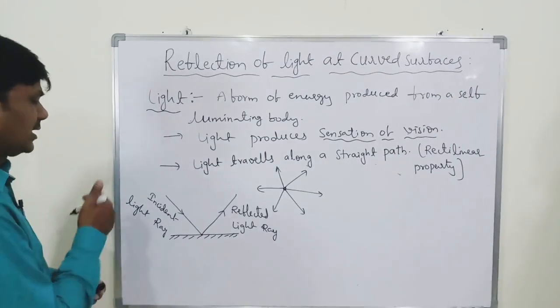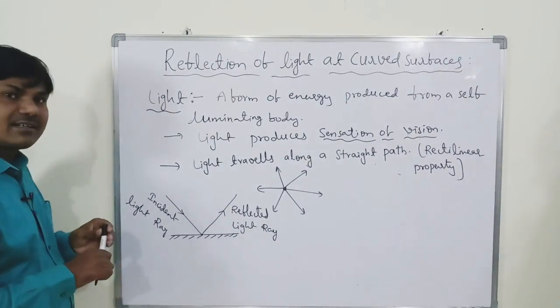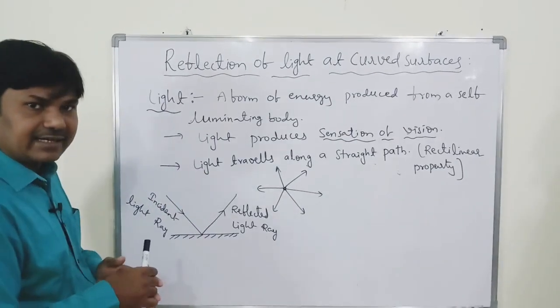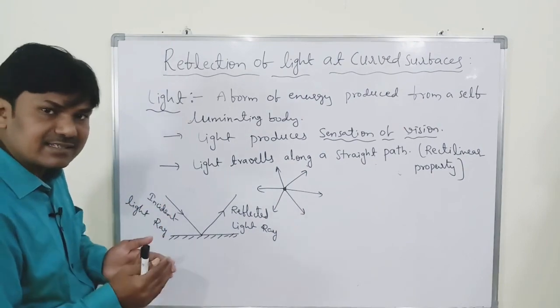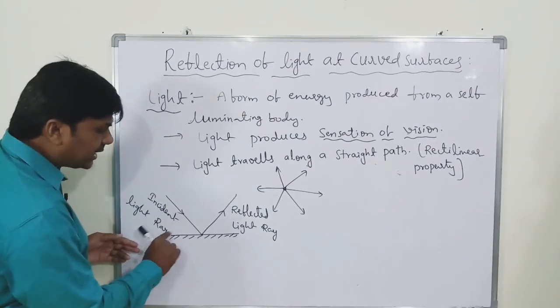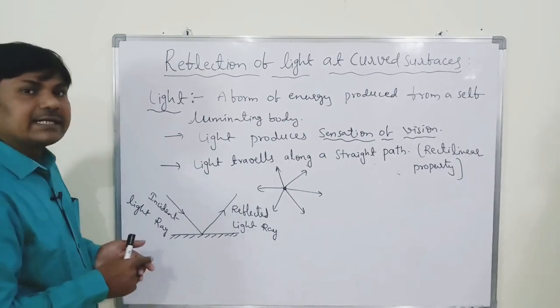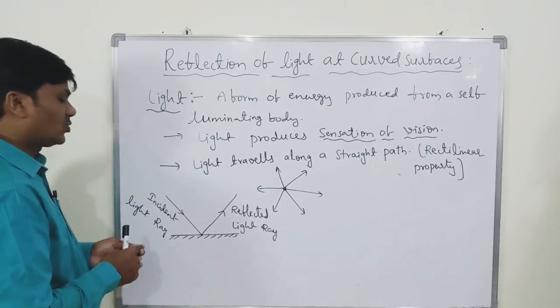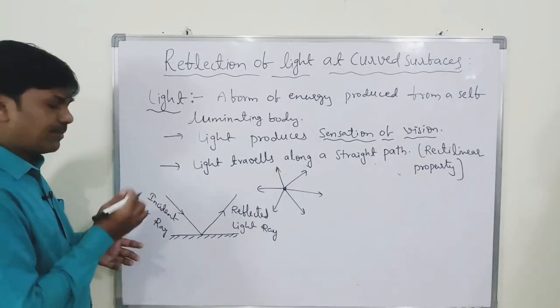Here also we need to know how to measure the directions of the incident light ray and the reflected light ray. Directions must be measured in the form of angles, isn't it? It means with which angle the light ray is incident on the surface and with which angle it is reflected back. That we have to know. But how to measure the angles? There is a method.